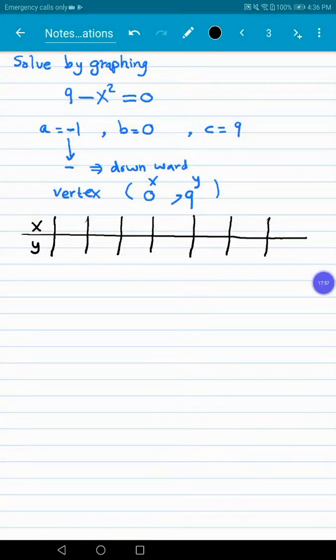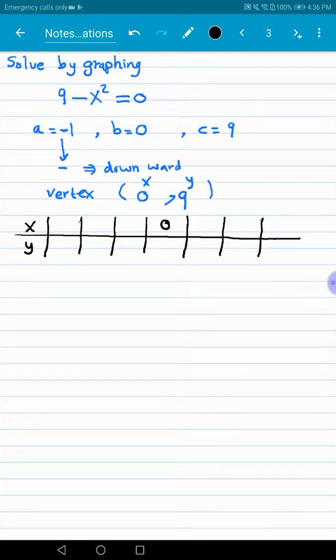Now we make a table of values containing the vertex in the middle. x is 0, the y is 9. 3 numbers above, 3 numbers below: 1, 2, 3, minus 1, minus 2, minus 3. Sometimes we need to take more than 3 numbers or 4 numbers. It depends on the question.